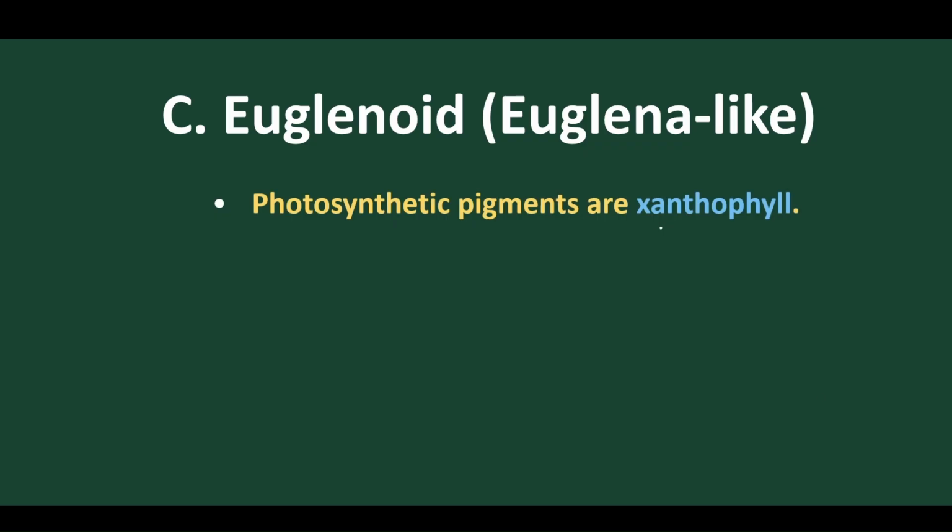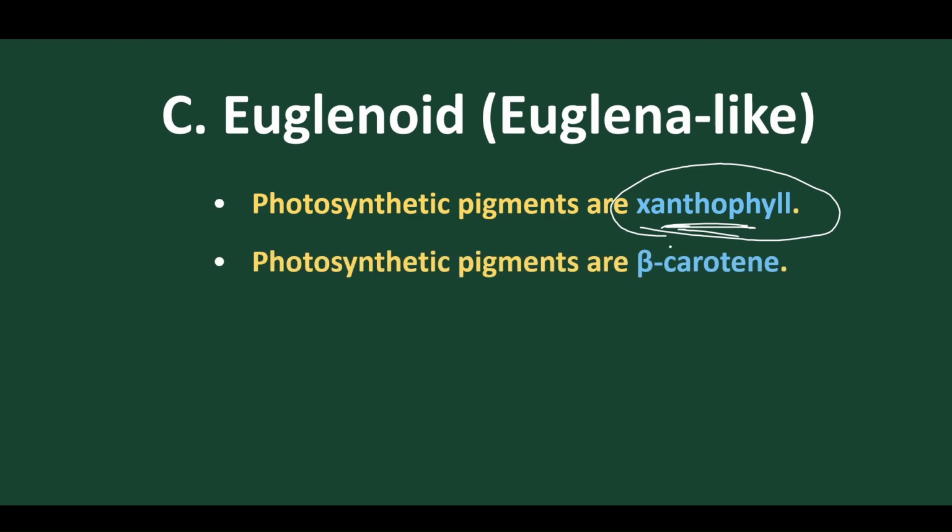Photosynthetic pigments are also present, called xanthophyll, to provide body coloration. As in other photosynthetic protista, we have discussed xanthophyll, fucoxanthin, diatoxanthin and diadinoxanthin. Here also xanthophylls are present to provide body coloration. They contain beta carotenes.